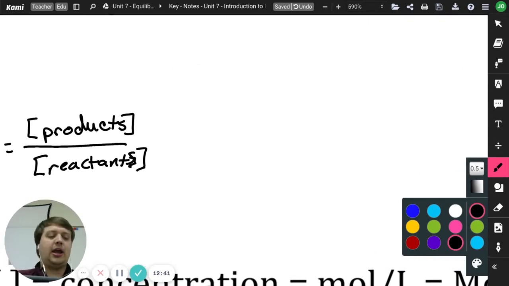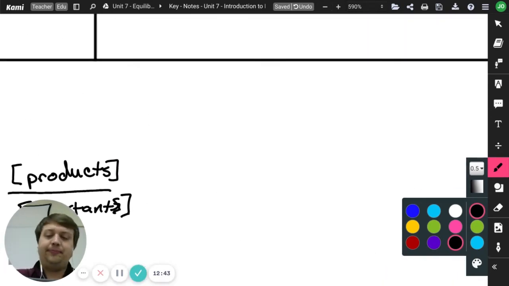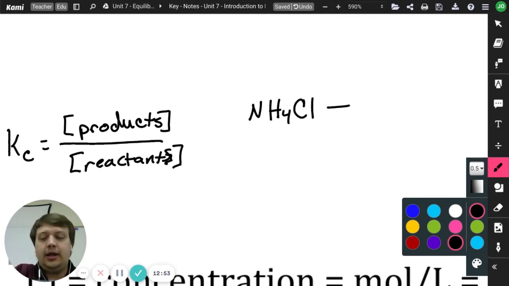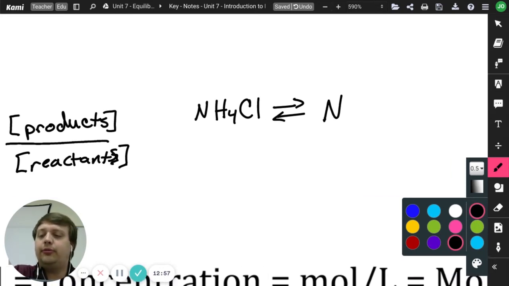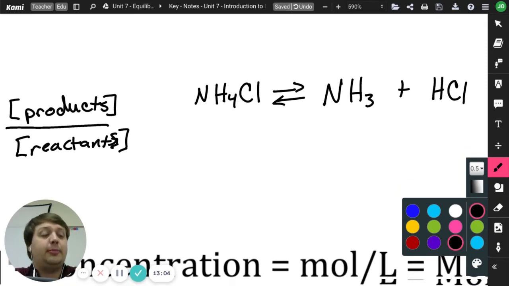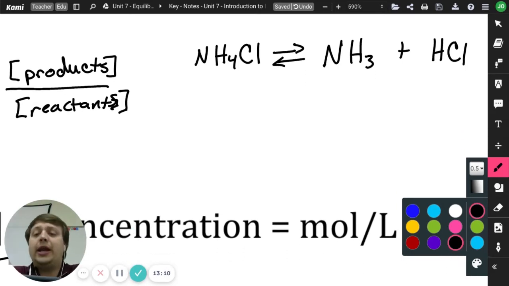So let's say I'm asking you to write the formula for the equilibrium constant of the following reaction. Let's say I've got NH4Cl, and this is a reversible reaction, and it's going to produce NH3 plus HCl. First thing that I would need to make sure is that my reaction is balanced. In this case, it's balanced for you.